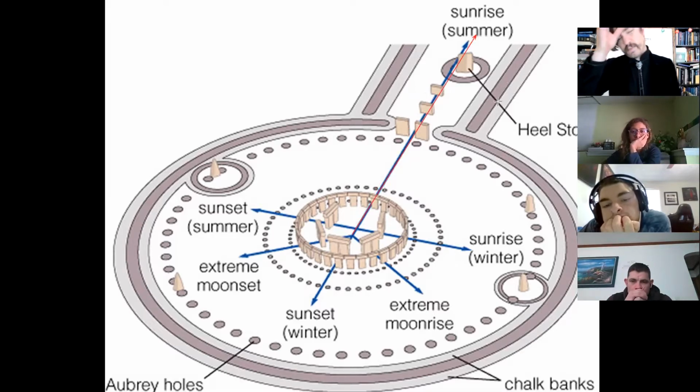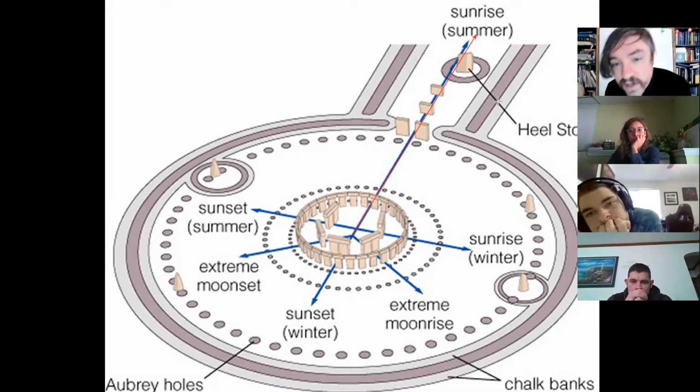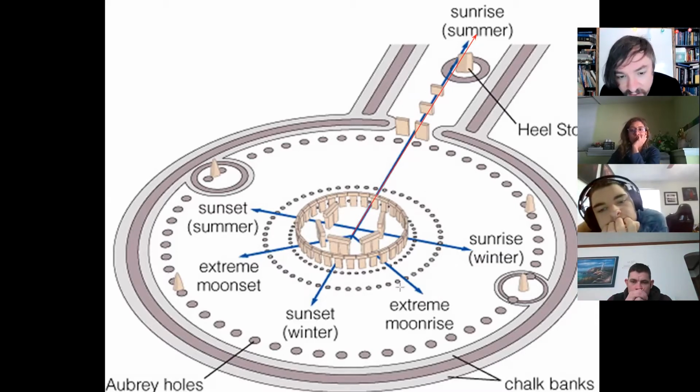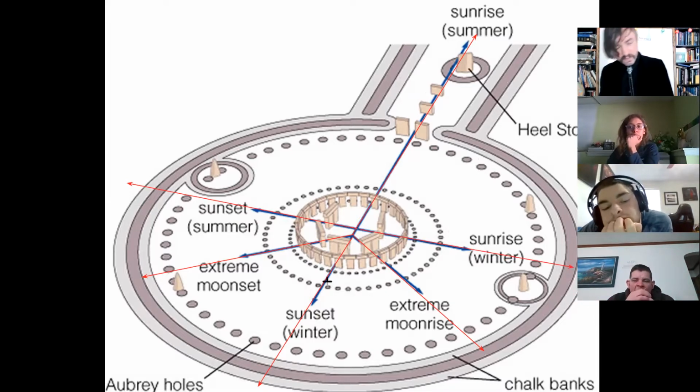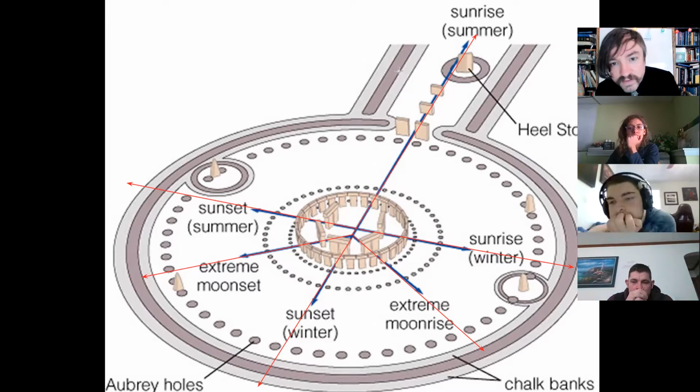For instance, at the so-called heel stone, the heel stone would align itself with the rising of the sun on the summer solstice, telling us that they knew what day the summer solstice was, and they realized its astronomical significance. And these other Aubrey holes that were around the circle seem to align with other key alignments, like the rising and setting of the moon, the sun at the winter solstice, and the sunrise at the summer solstice, and other configurations. In other words, this Stonehenge was really a giant astronomical clock, an observatory to keep track of the motions of the stars. This tells us that ancient people were aware.